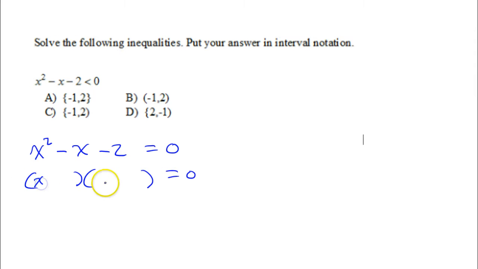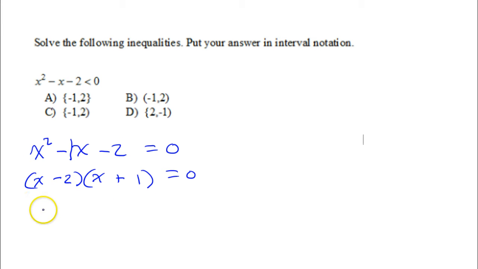X squared is x times x, 2 is 2 times 1. Inner plus outer equals middle. Inner, I have 2x. Outer, I have 1x. I'm trying to get a middle of negative 1x. So that means I need a negative 2x and a positive 1x. So there's my negative, there's my positive. Negative times a positive is a negative, so kabam, I factored it correctly.